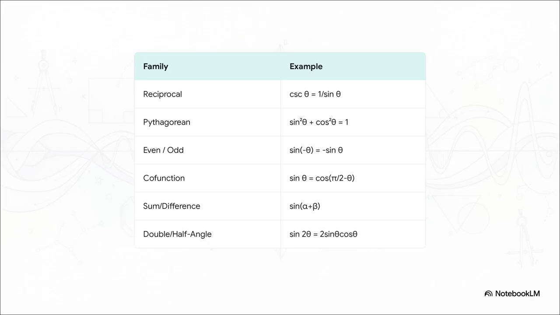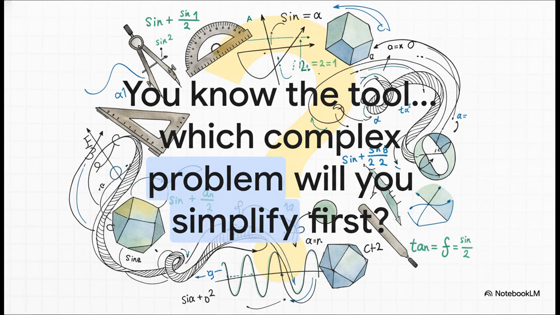You know, what we've looked at today is really just the beginning. As you get deeper into trigonometry, you're going to build out this entire toolkit of identity families. You'll have the fundamental ones like reciprocal and Pythagorean, and then you'll add more powerful ones for special jobs, like the sum and difference formulas and the double and half angle formulas. So think of everything we've talked about today not as a list of rules you have to memorize, but as the very first set of tools you're putting in your mathematical toolkit. You now know what an identity is, and more importantly, what it's for. So the only question left is, which complex problem are you going to choose to simplify first?